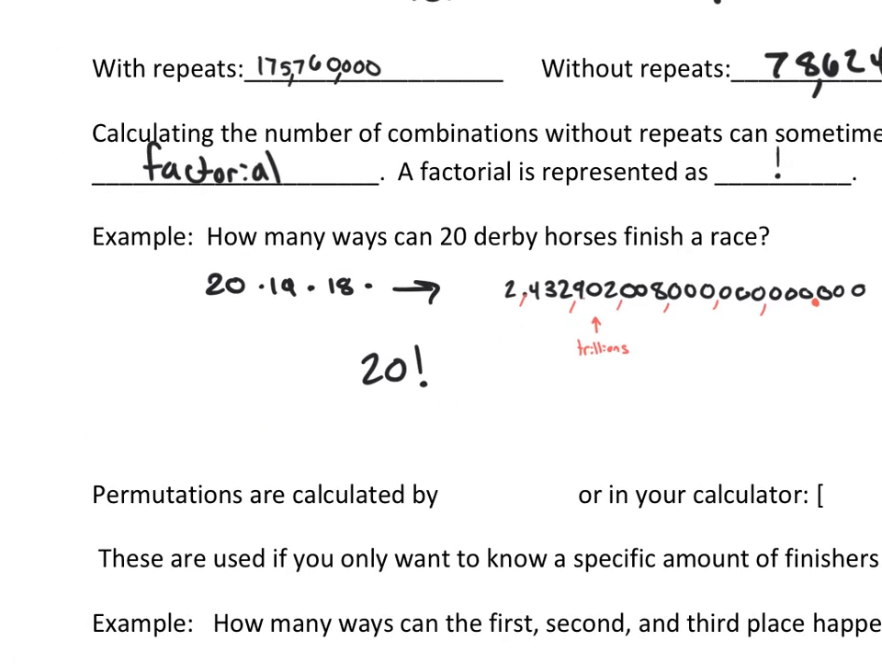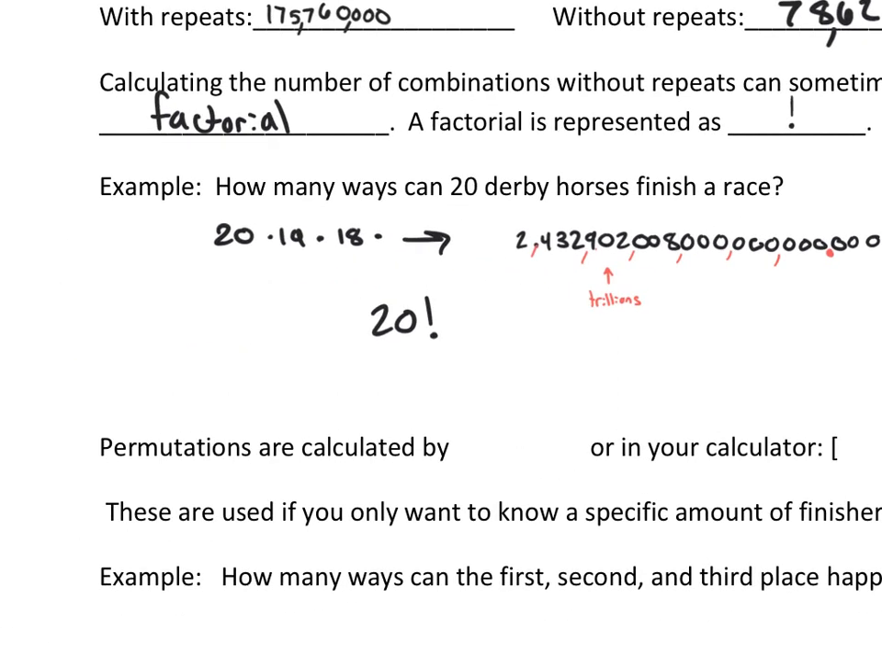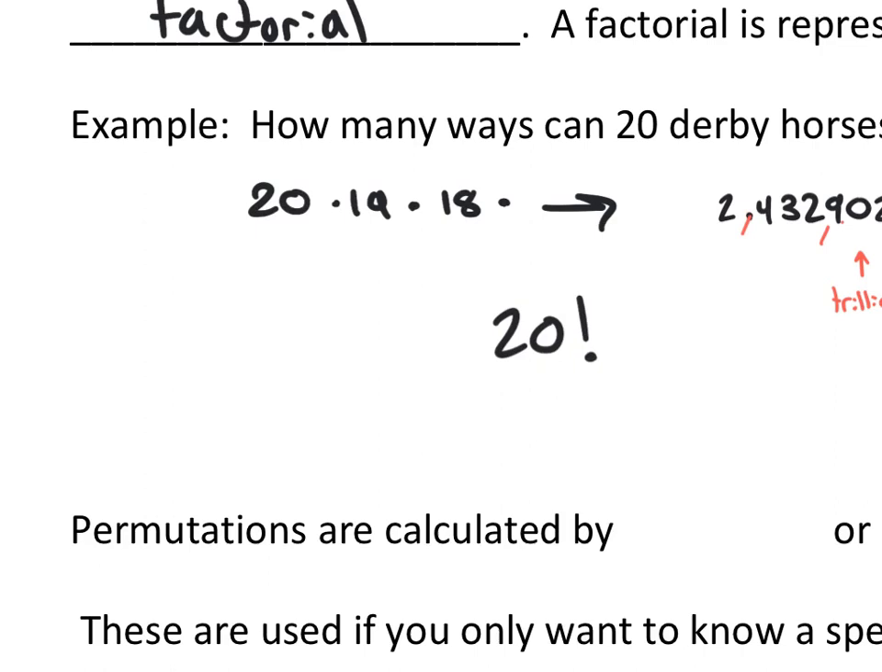There is so many ways that 20 Derby horses can finish a race. And that's why they don't place any bets to where you would guess the exact order for all 20 horses, because it's essentially impossible to do because there's so many combinations. And the reason this number is so large is because it's 20 times 19 times 18 times 17 times 16 times 15. Those are all large numbers to multiply.